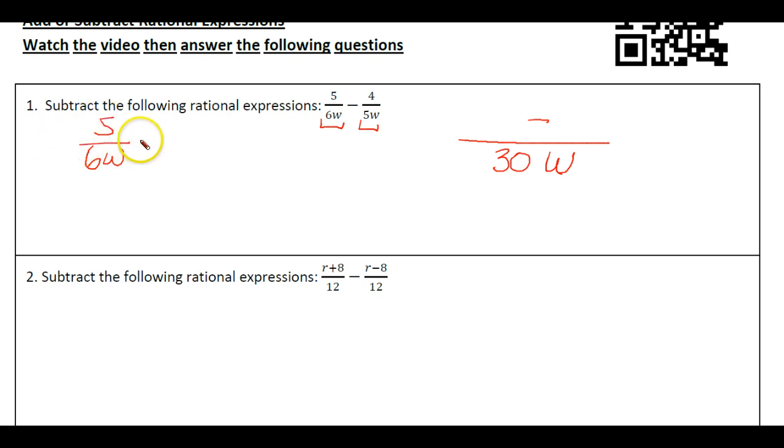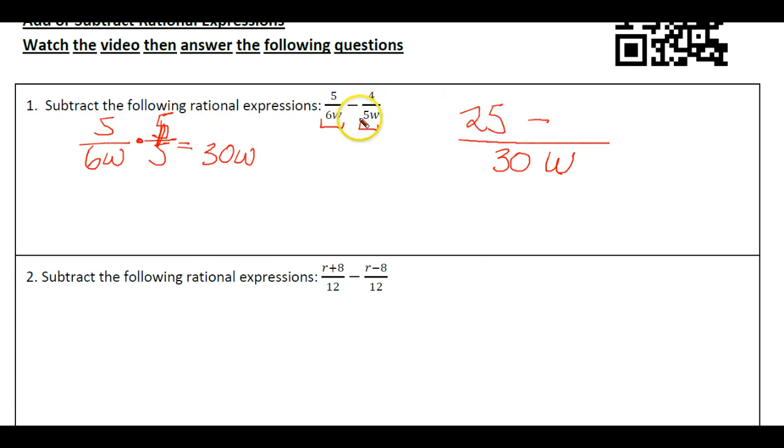I'm allowed to multiply this by a 1. It doesn't change its value. But the 1 I'm going to use to make this denominator equivalent to 30w is a 5. So I'm going to say this is 5 over 5. So now 6w times 5 is 30w, and then 5 times 5 is 25.